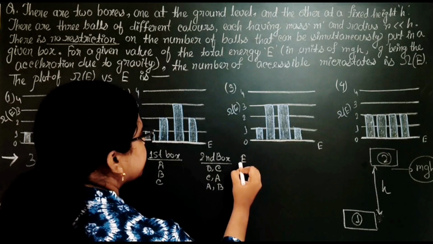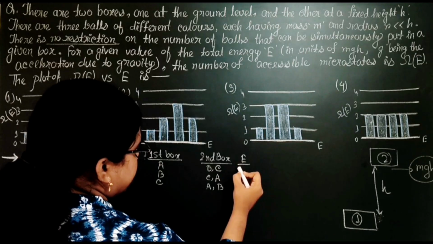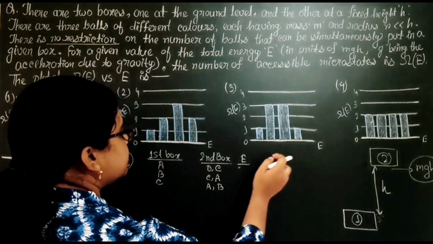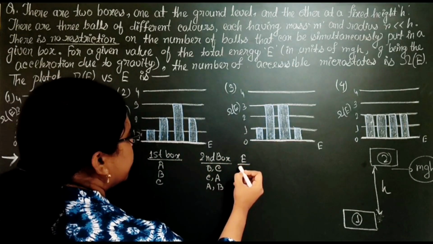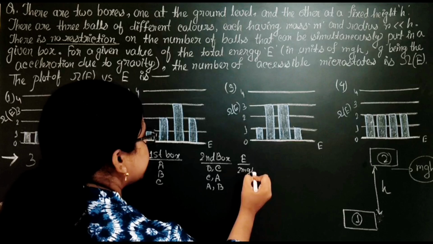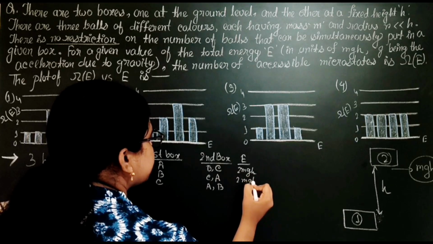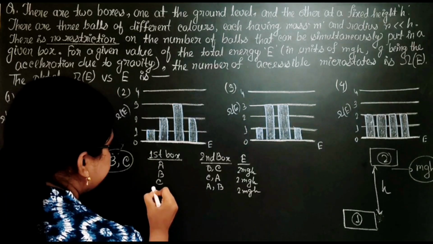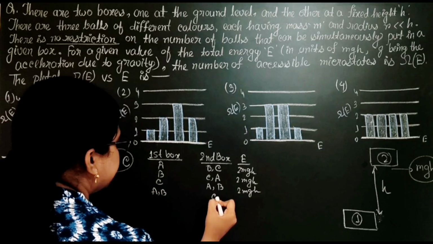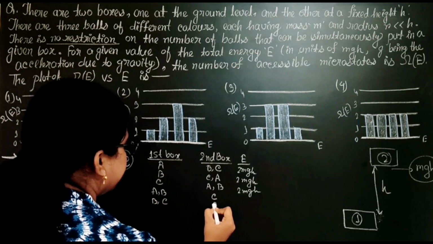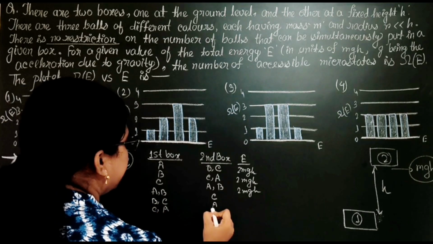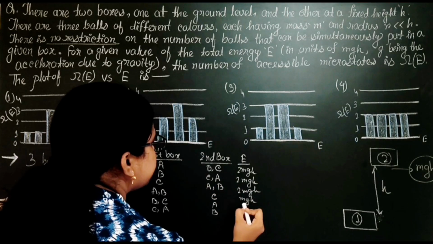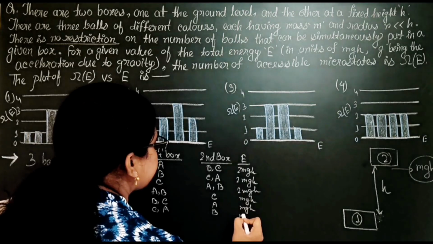So the energy E will be, first box is at ground level, so for the second box the total energy of the arrangement will be 2 mgh. This will also be 2 mgh and this will also be 2 mgh. Now you can put A and B here and C here, B and C here and A here, C and A here and B here. So for these three cases the total energy will be mgh.